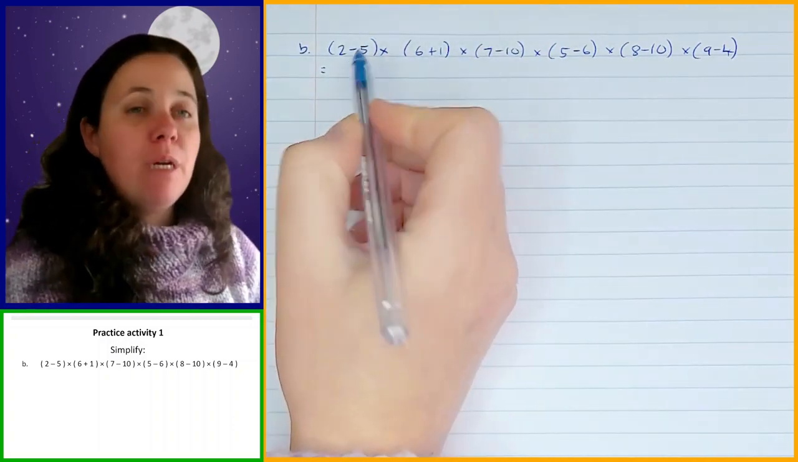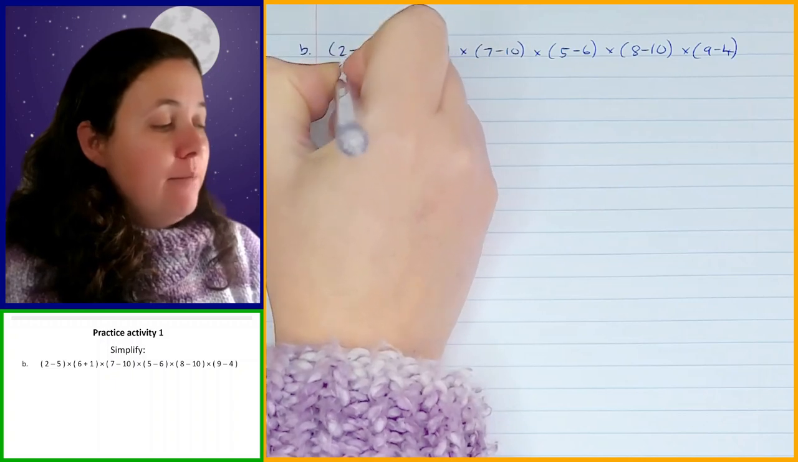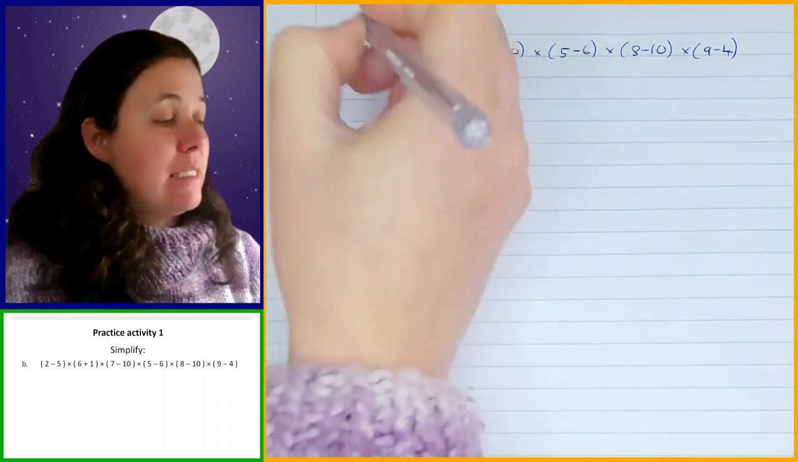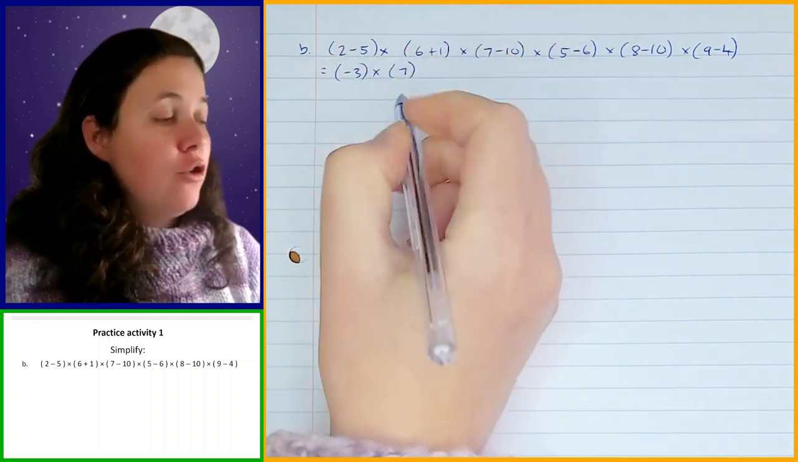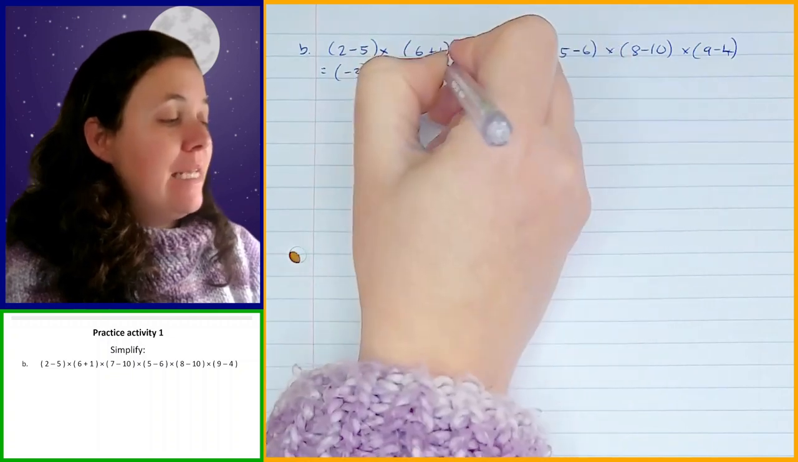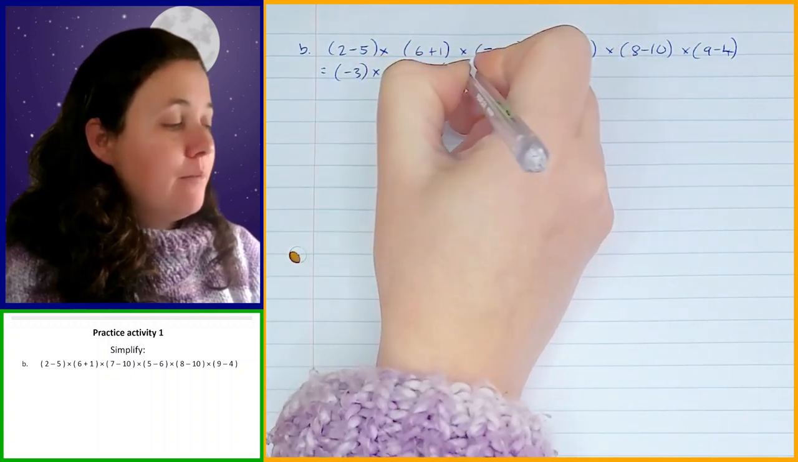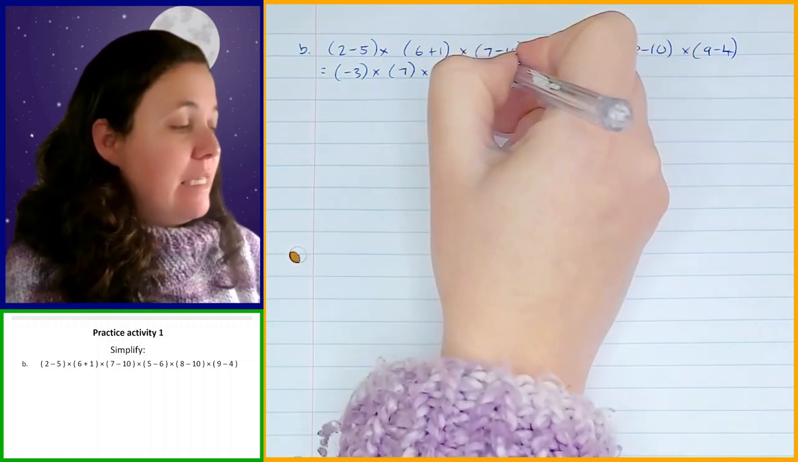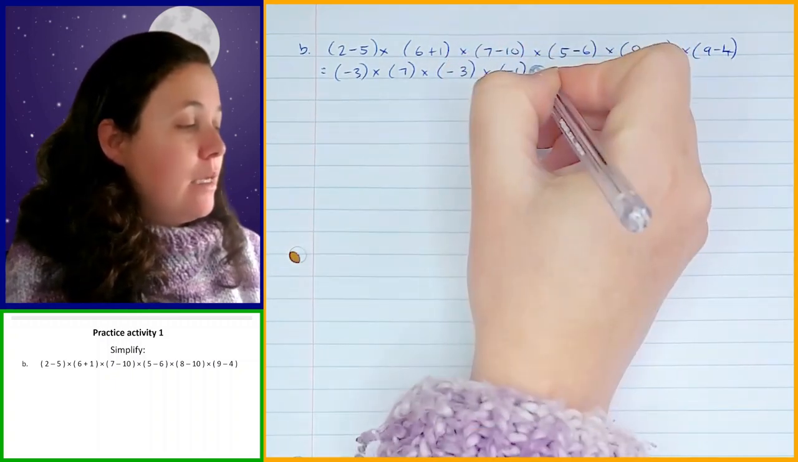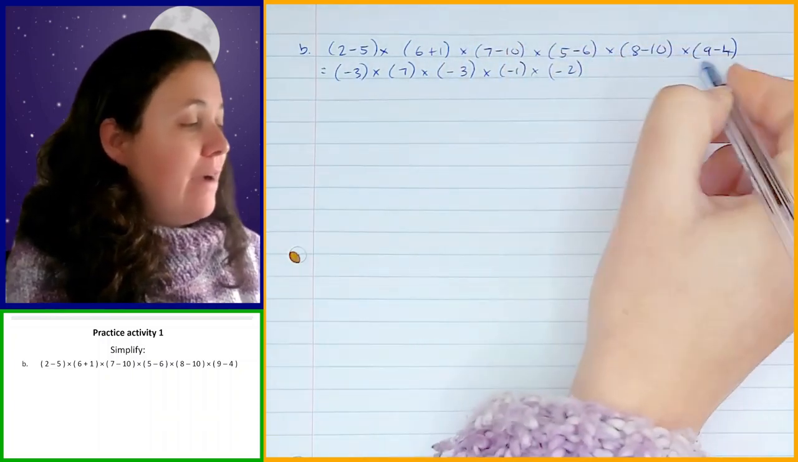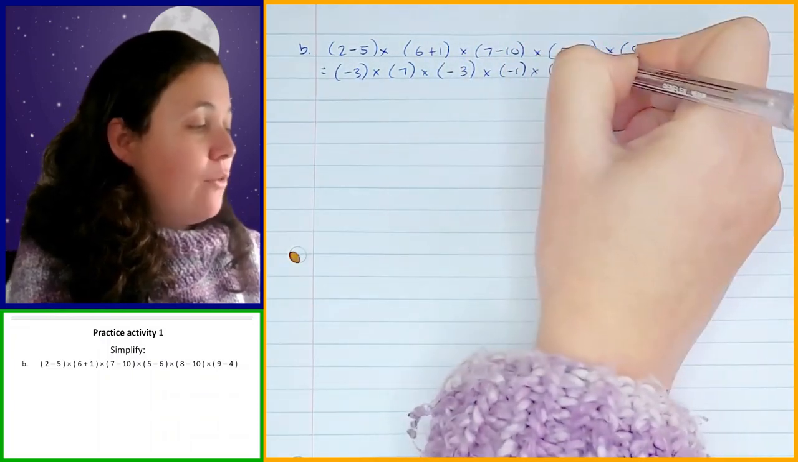So over here I've got 2 minus 5, that is negative 3, multiplied by 6 plus 1 is 7. Again, you can leave those brackets out if you want to. Multiplied by 7 minus 10 is negative 3. Multiplied by 5 minus 6 is negative 1. Times 8 minus 10 is negative 2. And finally, times 9 minus 4 is 5.